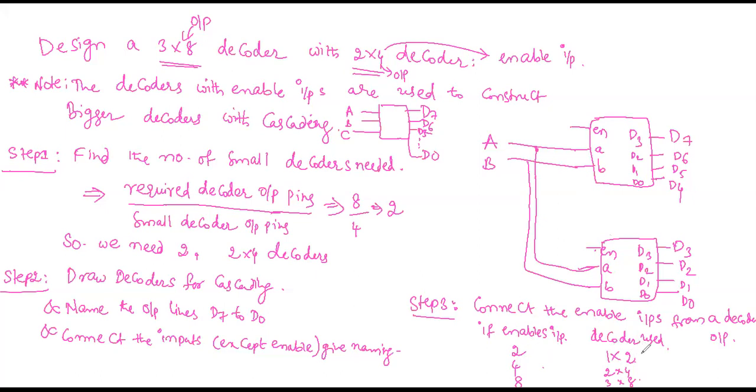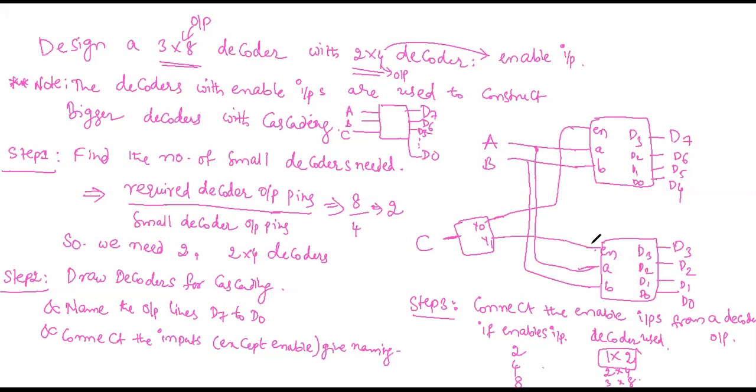So, you have to connect 1 by 2 decoder. Take 1 by 2 decoder, 1 input, 2 outputs. This input you connect to the remaining input C. These are the 2 outputs Y0, Y1. Connect one to upper one, connect one to lower one.